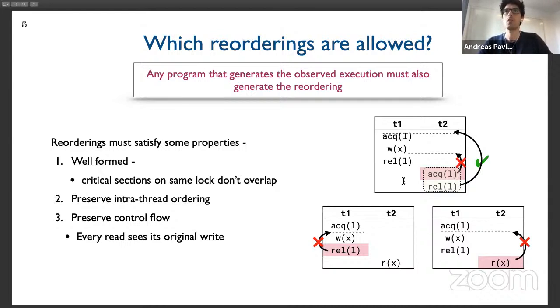So yes, overall, there is a notion of correct reordering, which is basically a sound notion, meaning that a correct reordering is guaranteed to be a valid trace of your concurrent program.